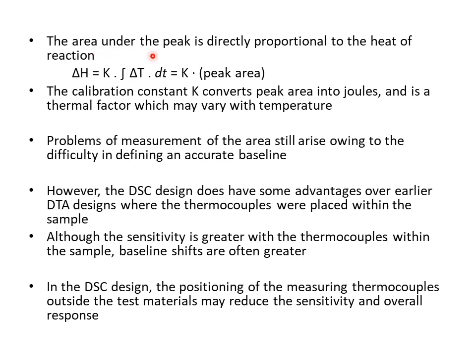The area under the peak is directly proportional to the heat or enthalpy of reaction, which is given as delta H, enthalpy of reaction, equal to K times the integral of delta T dt. And this integral of delta T dt also gives the peak area. And this K is called the calibration constant. It converts peak area into joules, and it is a thermal factor which may vary with the change in temperature.